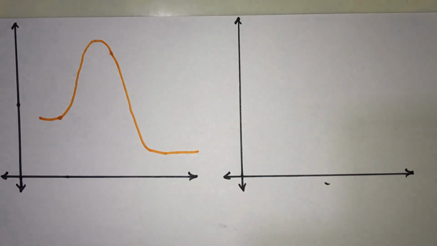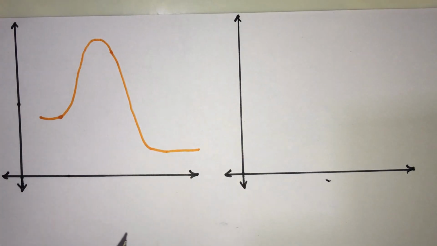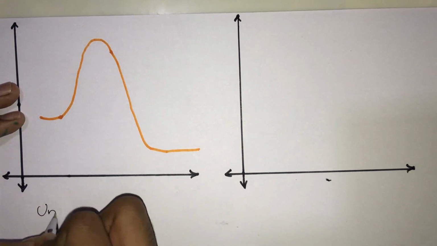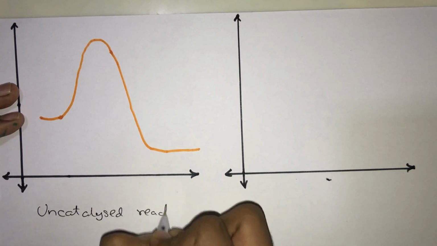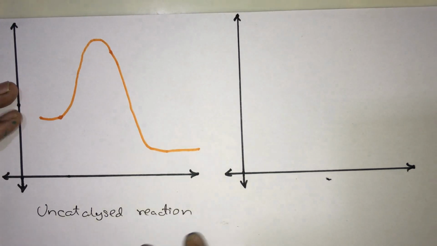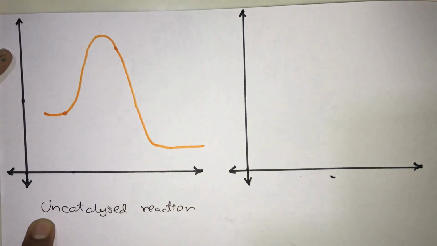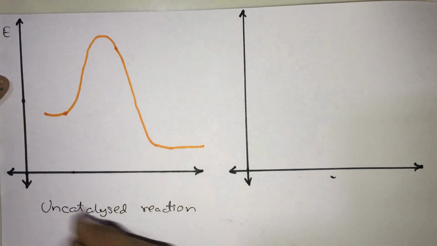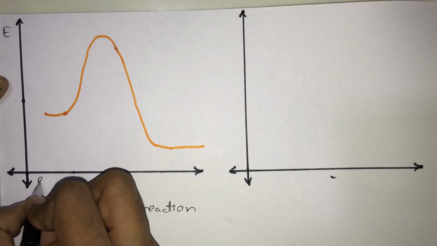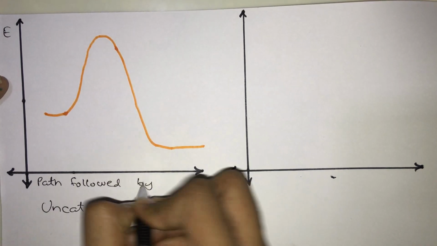Now guys, let us understand the seventh and the most important general characteristic. Okay, now first of all we will understand the graph for an uncatalyzed reaction, which means that in the reaction you have not added a catalyst. Now on the y-axis we are going to have energy E, and on the x-axis we are going to have the path followed by the reaction.